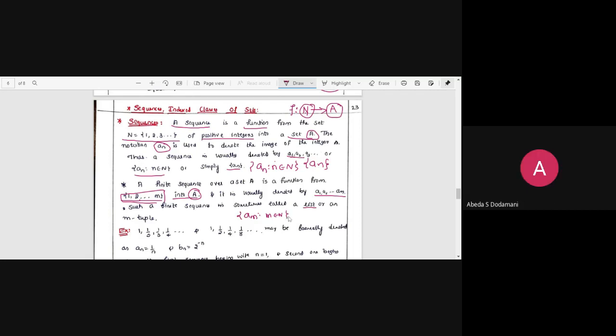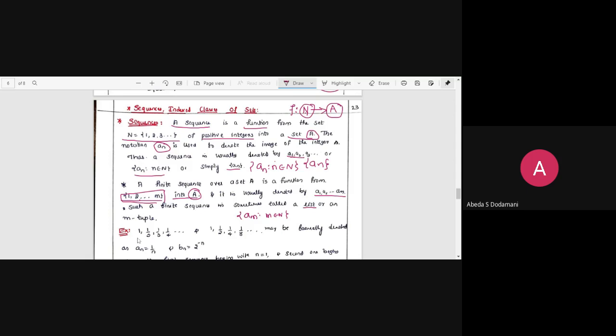Okay, so this is a finite number of sequence. The finite sequence we call a list, or we also call it an m-tuple, where m is the specified number. So for example, if I have a sequence like 1, 1 by 2, 1 by 3, 1 by 4, and so on, if you observe carefully, it is following some pattern.